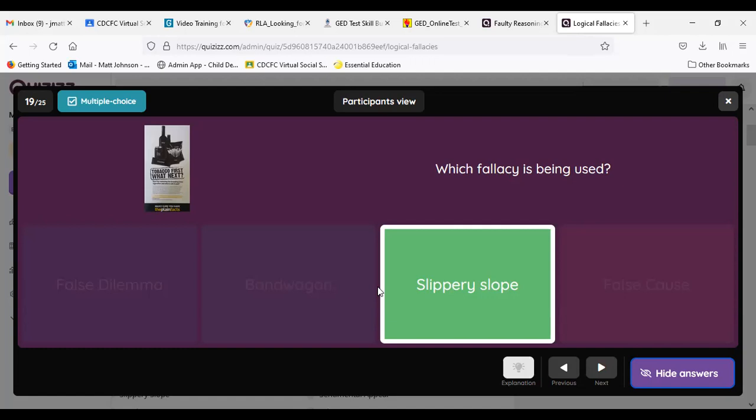So this is probably an ad from the tobacco company. It's like, oh, you want to remove all the labeling from our cigarettes? Well, what's next? Maybe it'll be sodas, and then it'll be this, and then it'll be that. So there's another way to identify a slippery slope. Oh, you're going to start here. Well, what comes after that? Slippery slope.